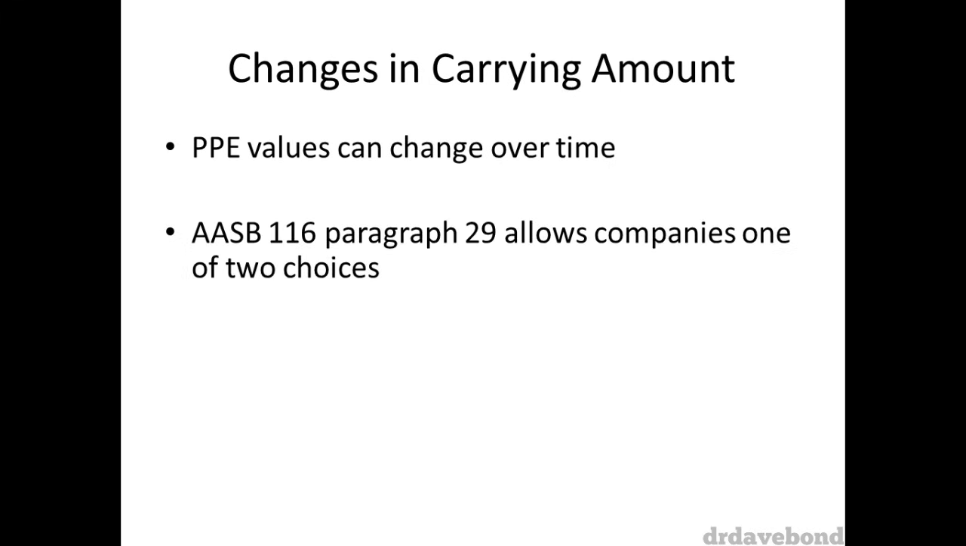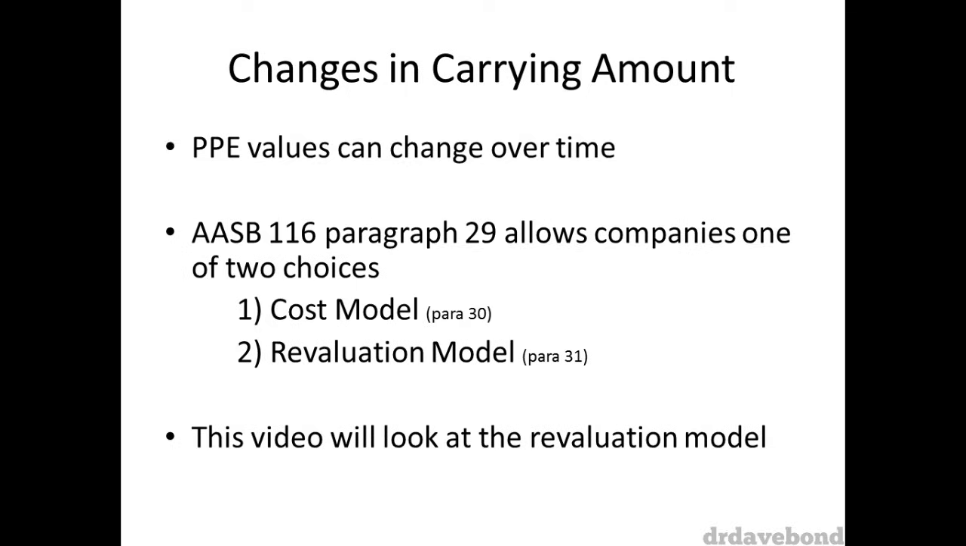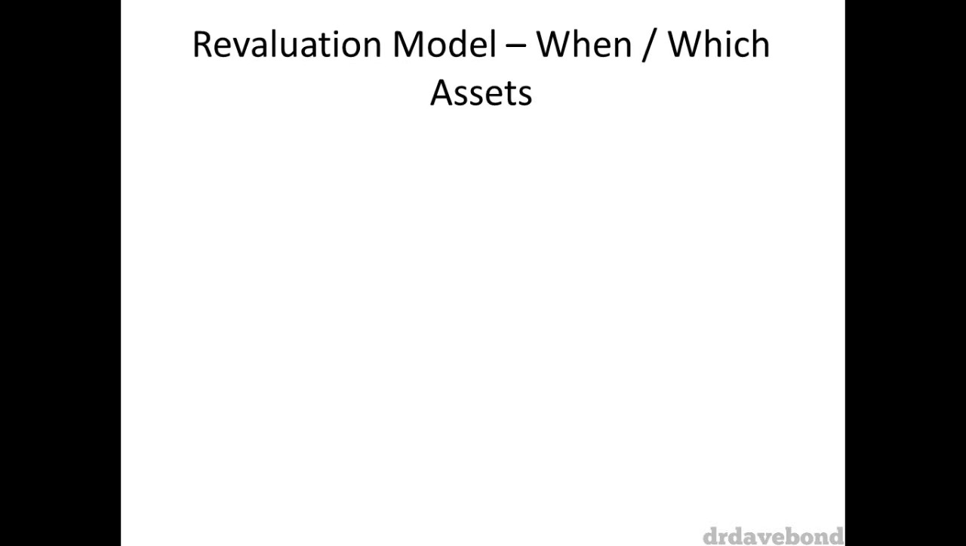Now, as we know, property, plant and equipment values can change over time. AASB 116, specifically paragraph 29, allows companies one of two choices in accounting for property, plant and equipment after initial recognition. The first choice is the cost model, the second is the revaluation model. This video will look at the revaluation model. So a company chooses to use a revaluation model. How does it put it into practice?